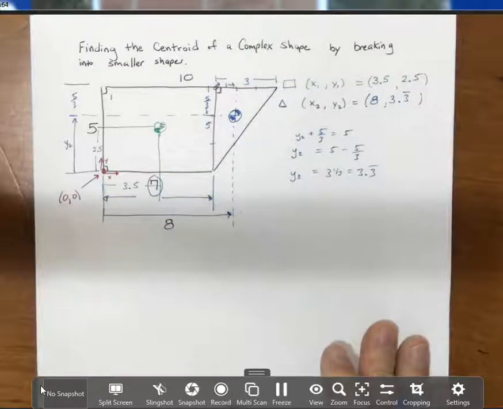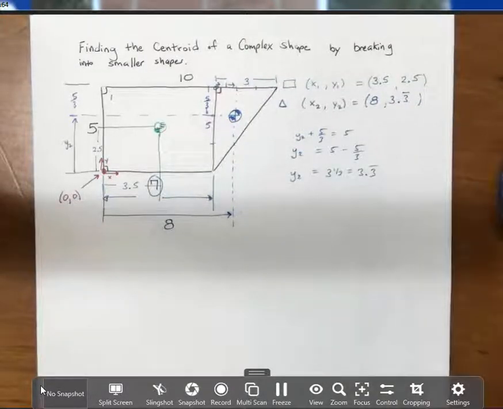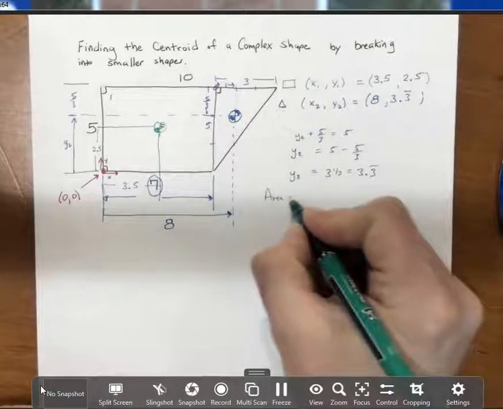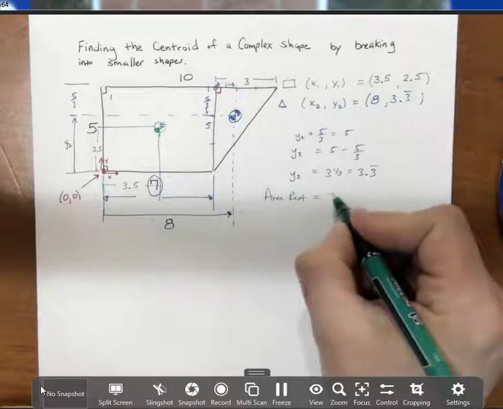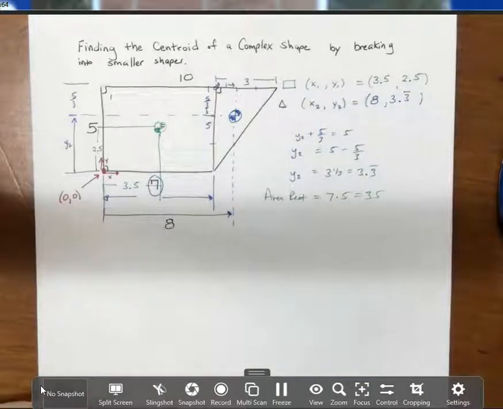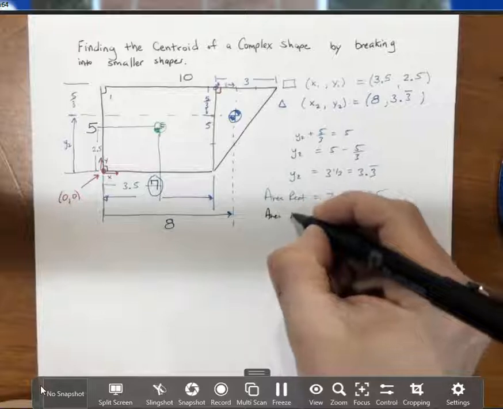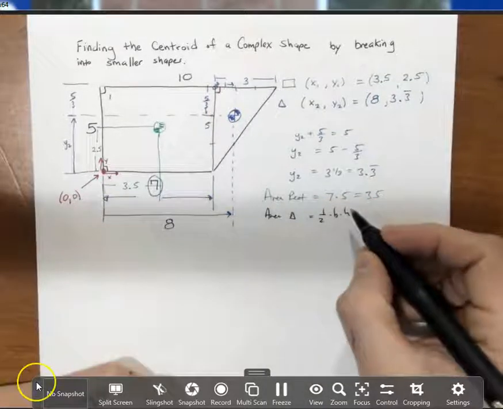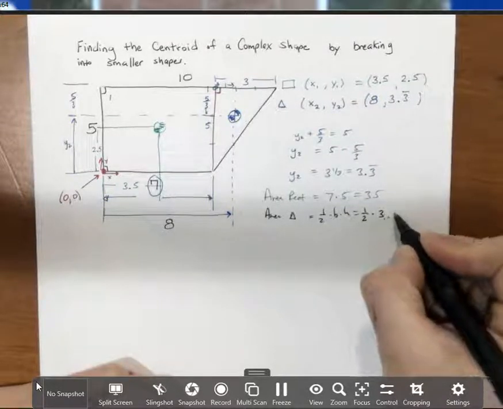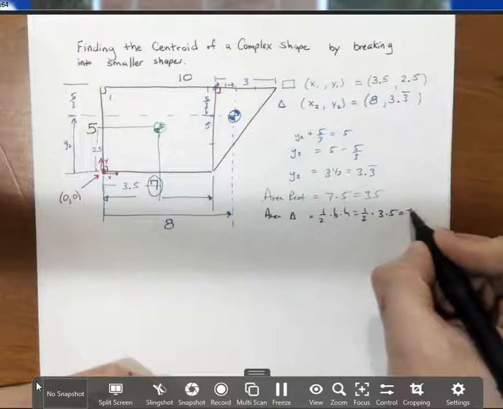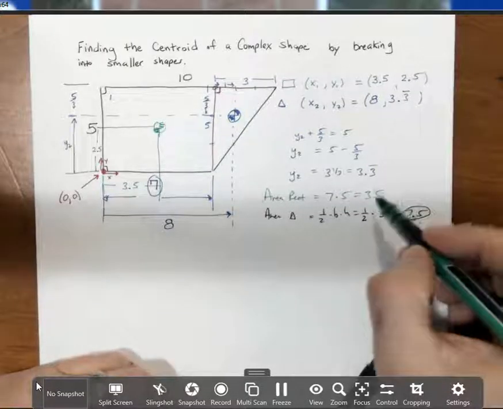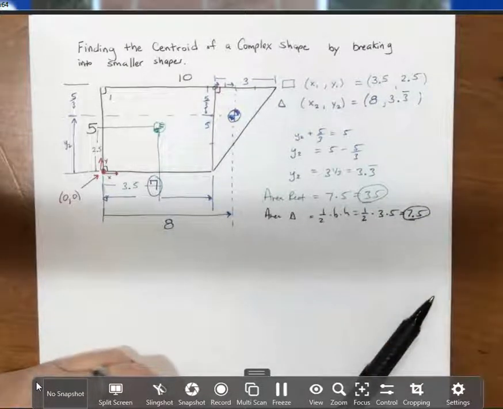Okay, so we need that, and then we're also going to need the areas. The area of the rectangle is 7 times 5, base times height, 35. And the area of the triangle is 1/2 base times height, which was 1/2 of 3 times 5. That's 15. Half of 15 is 7.5. So we've got the area here of the triangle, and we get the area of the rectangle right there.